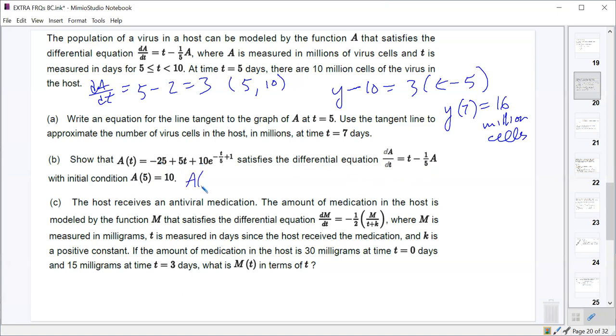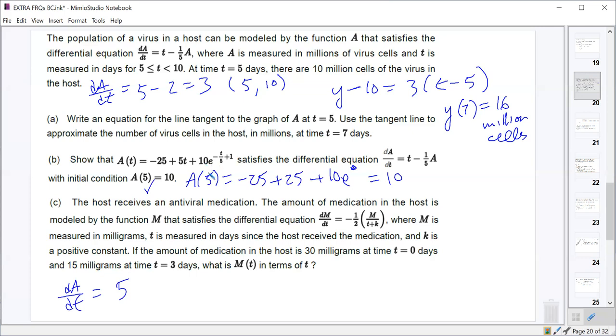So A of 5 ought to be negative 25 plus 25 plus 10 e to the, what does that become here? If we got our t is 5, that's negative 1 plus 1, so 0. So 10 e to the 0, so that's just 10. So first off, yes, it satisfies the initial condition. And then the second thing that we'll do is we will show that the derivative of that equals t minus 1/5 A.